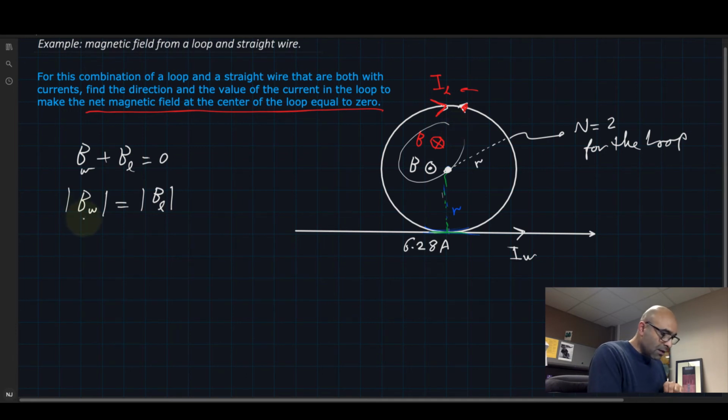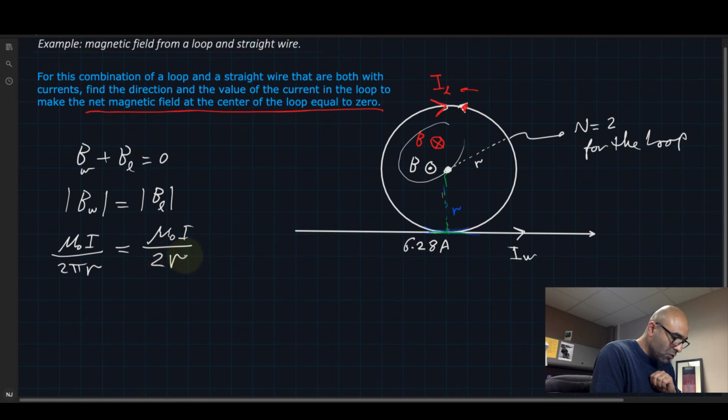What is the magnetic field coming from the wire? It is mu naught I over 2 pi r. And what is the magnetic field coming from the loop? It is mu naught I over 2r. But remember, this loop has two loops, so we have to multiply this by 2. Now 2 with 2 cancels, r with r cancels, mu naught with mu naught cancels, so we end up with this simple equation: I of the wire over 2 pi must equal I of the loop.